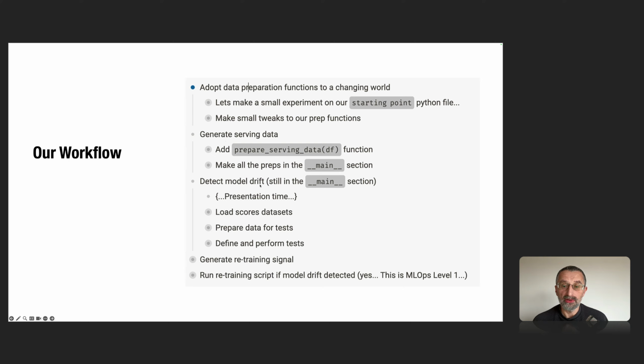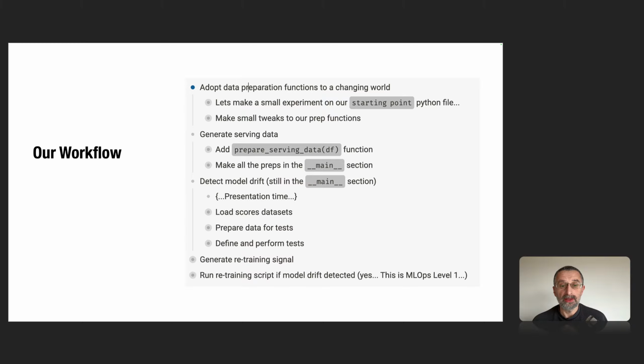Next, we'll detect model drift: load score datasets, prepare data for test, define and perform test. Next, we will automatically generate a retraining signal and run the retraining script if model drift is detected. So yeah, this is MLOps level 1. So the system which automatically runs the retraining process in case model drift is detected. So this is our workflow.